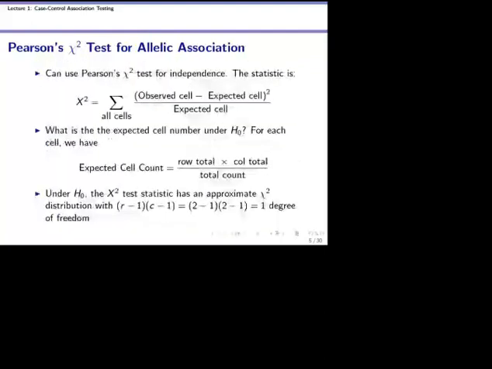Okay. So you can use a Pearson chi-square test for independence for this. Essentially, it is observed cell count minus expected cell count, squared, over expected cell count. Understand that the expected cell count is what we expect under the null hypothesis. If there is no association between the trait value and the allelic type, then what would we expect the cell number to be? So the expected cell count is row total times column total over the grand total, but that's not really intuitive. Why is this the expected cell count? We'll talk about that in the next slide. But under the null hypothesis, this test should follow an approximate chi-square distribution with 1 degree of freedom.